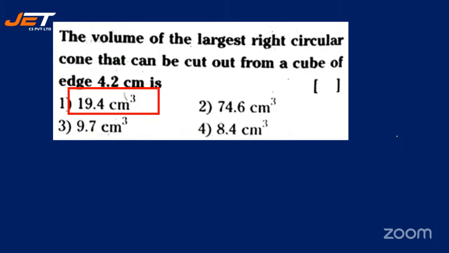See the answer? It is 19.4 centimeter cube. So here the height is 4.2. You have to find out the radius. All right. So R is 2.1. How do you find out the radius? H by 2 will give you the radius.